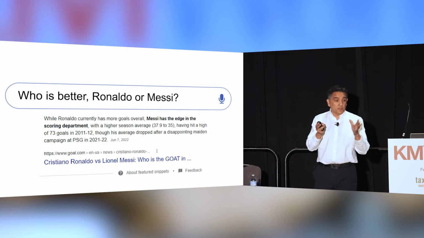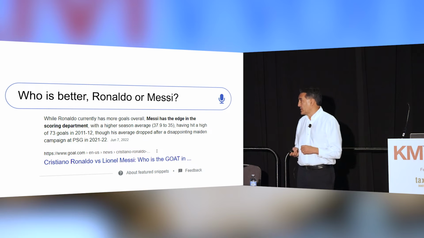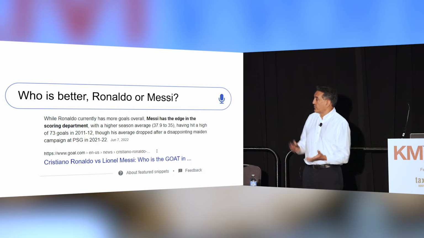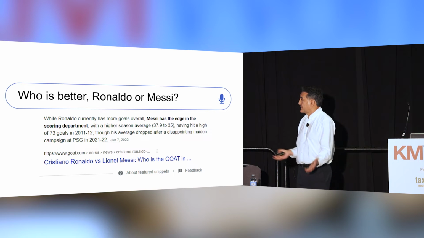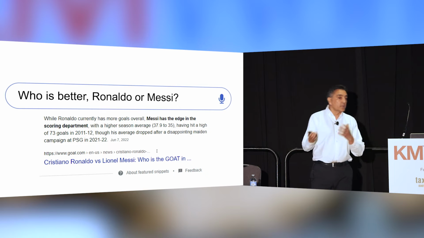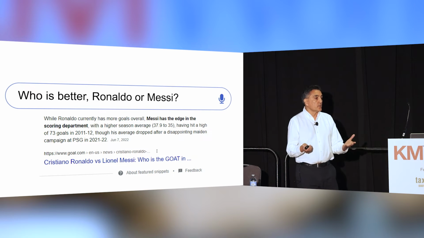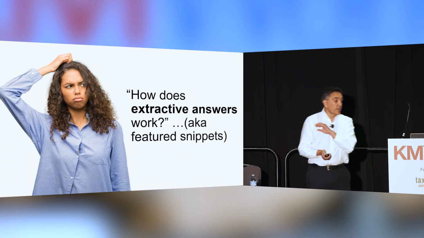This is where BERT, the model that was trained on 10,000 books and Wikipedia, has surfaced this paragraph from a document that says, hey, you know, Messi has the edge in scoring, but Ronaldo has different attributes. So it's kind of giving you an answer, but not giving you an answer. But it's coming from extractive answers. It's coming from the machine learning model.